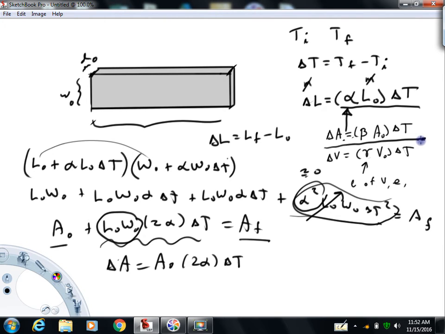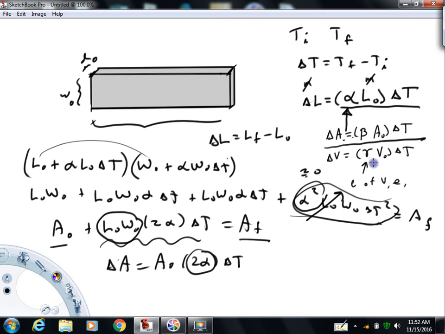Comparing this to our original equation, you'll notice a relationship. They're almost identical. It's just that in the place of the beta, there's a 2 alpha. So long story short here, when I want to calculate a change in area, if we know a coefficient of area expansion for a material, we can use it. But if we don't, we can use twice alpha in its place.